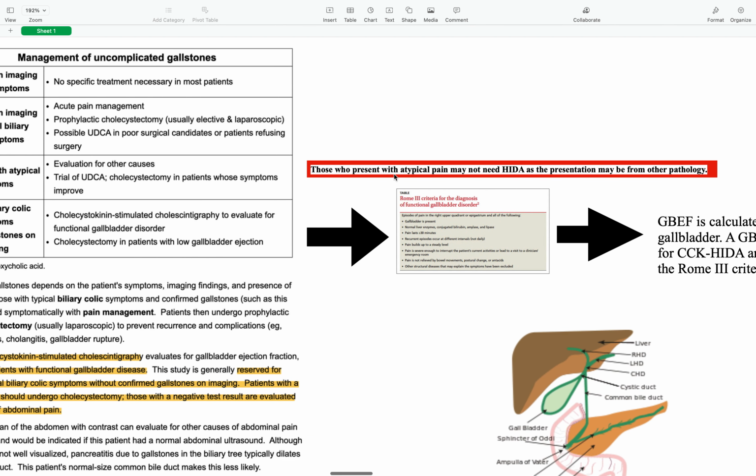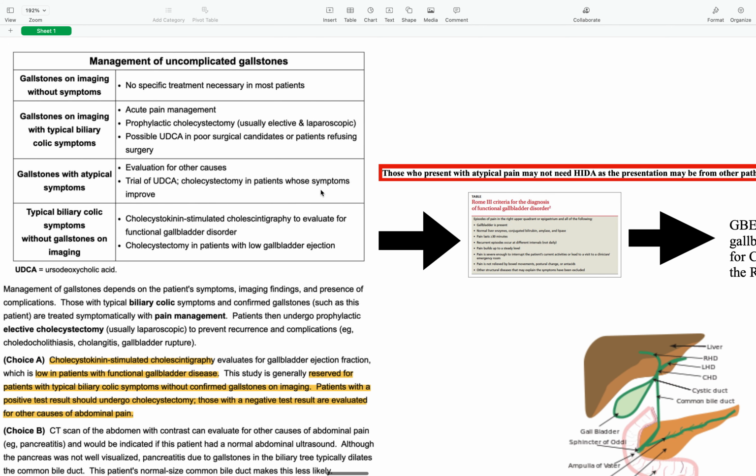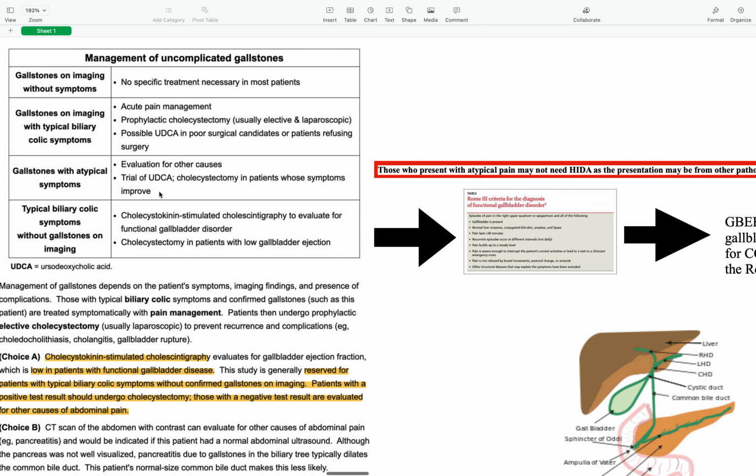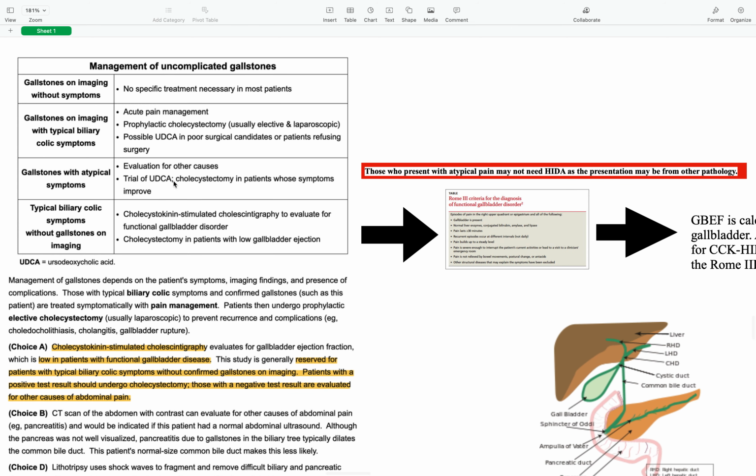This piece of information, this one in red: those who present with atypical pain may not need a HIDA as the presentation may be from other pathology. Okay, this piece of information is from a recent published paper. So any patient who has atypical symptoms and who has a gallstone, you don't need to do a HIDA scan, okay? You probably might do a CT scan to know other etiologies, but a HIDA is definitely a no, okay?